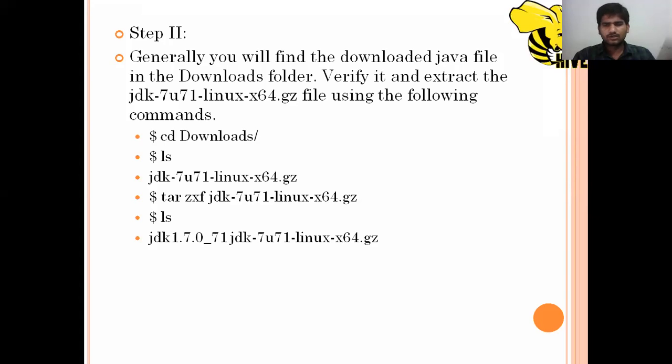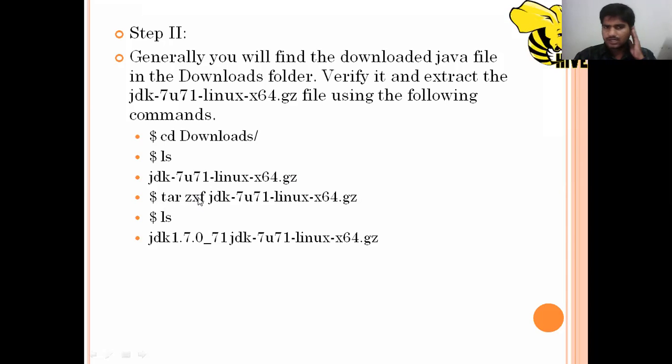What is the meaning of ls? ls is list. In a particular folder, whatever things are there, it lists them. It shows a file like jdk-7u71-linux-x64 for the operating system. It shows the list of files. Once we have the list, we need to extract that file. It is downloaded as a compressed tar file, so we use tar to extract it.